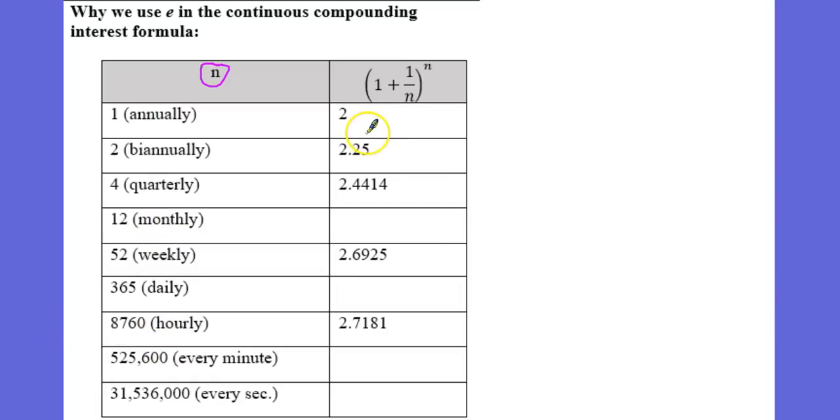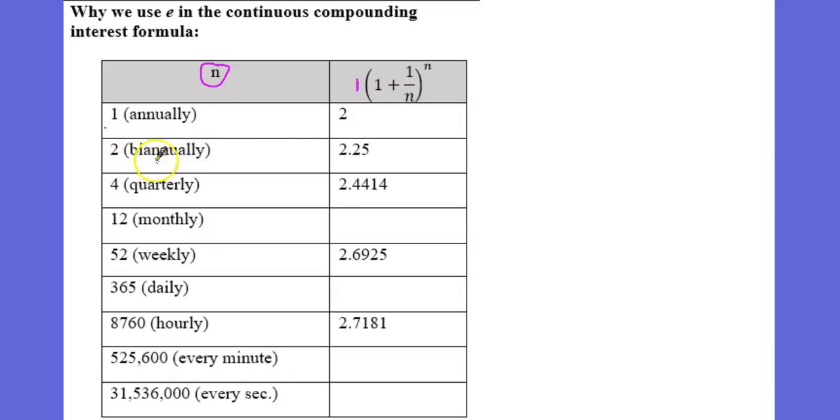So let's say I take $1, okay? And I invest it, and I'm supposed to get a 100% return if I compound it 1 time. What's 1 plus 1 over 1 raised to the first power? Try again. 1 plus 1 is 2. 2 raised to the first power is 2. I will double my money.